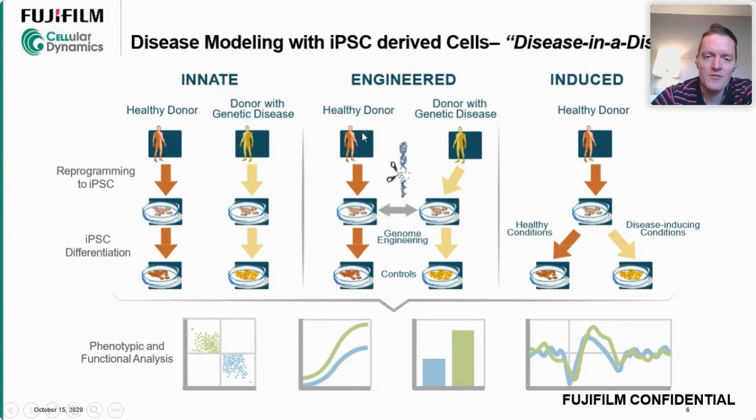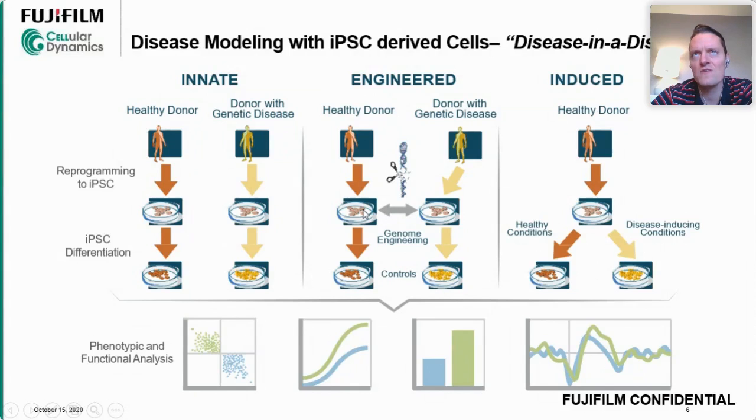And then finally, what Silvia's going to focus on a little bit is the engineered model. So some of the ones that we've made that Silvia's been able to use are, we've taken healthy donors and generated, as I mentioned, dopaminergic neurons and motor neurons. But what we've also been able to do is take those iPSCs and engineer in disease-causing mutations.